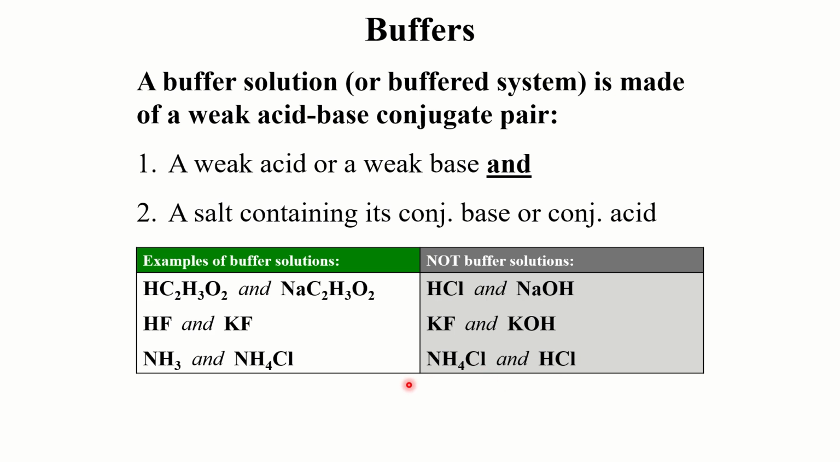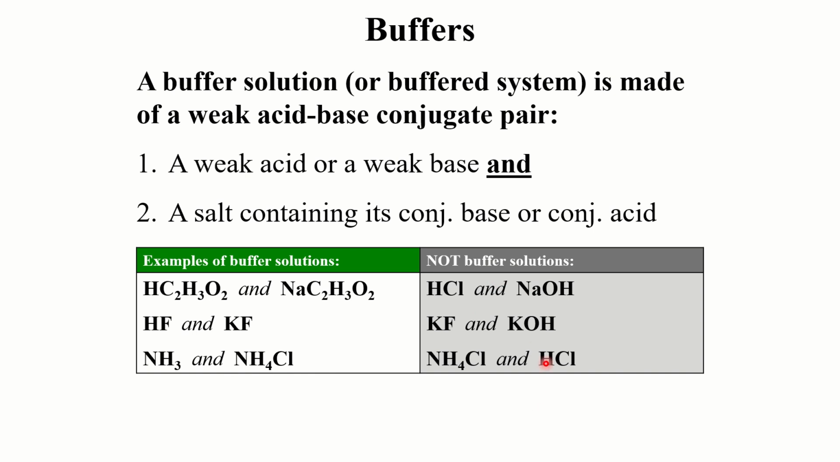So a few examples of buffer solutions. The one we just looked at, acetic acid and sodium acetate. This is a buffer solution. Hydrofluoric acid and potassium fluoride. Remembering that hydrofluoric acid is a weak acid, then potassium fluoride would provide us with the conjugate base. Ammonia and ammonium chloride. Ammonia is a weak base, and then ammonium chloride would give us the conjugate acid.